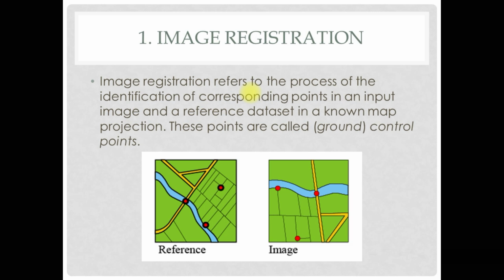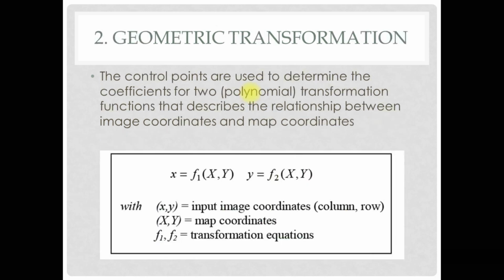And the first step is we should find the same locations. We should identify the same locations and objects on both images and refer the second image to the first image. And these locations are called ground control points. So the second one is geometric transformation.